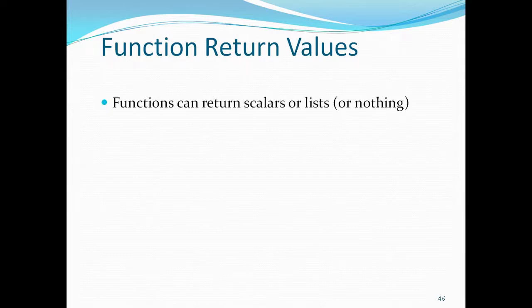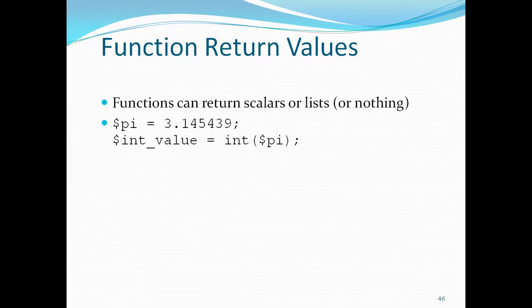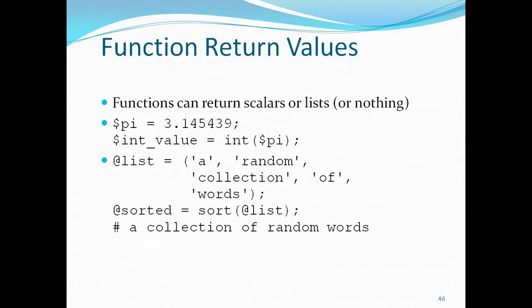Functions can return a scalar or a list or nothing. For example, we know the pi value is 3.145439 or 22 by 7. So it has an integer value and a real value. I don't want this value, but I want to print only the integer value of the variable that is defined. For example, I'm taking pi. If you give the int function on this, it will return only the integer value, right? In the same way, this was a scalar variable.